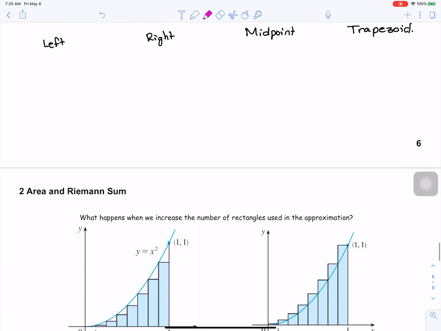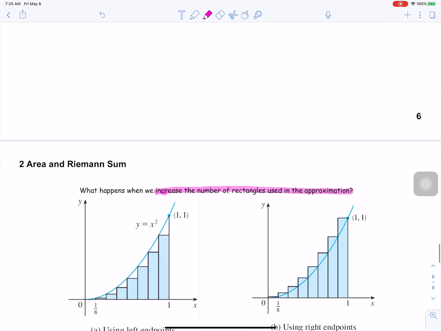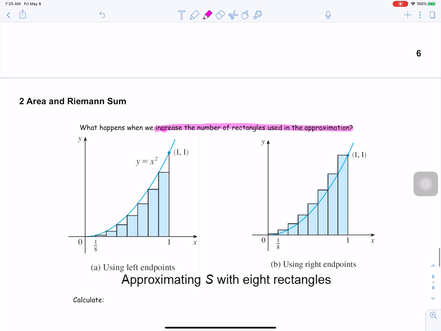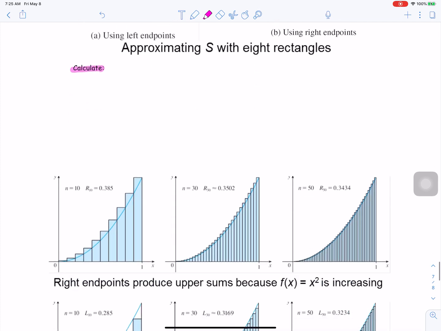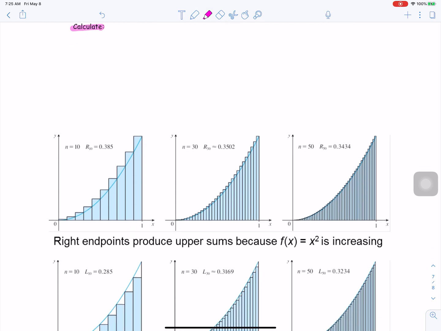Okay? Now what happens if we increase the number of rectangles used? This is where we're heading next. In these examples, I've used 8 rectangles. You can calculate this answer if you wish, but in reality, this is not really great to do by hand. We would have computer programs to do this for us. Now, when I do 10 rectangles and use a right approximation, I get 0.385. And when I do 10 rectangles and use a left approximation, I get 0.285.